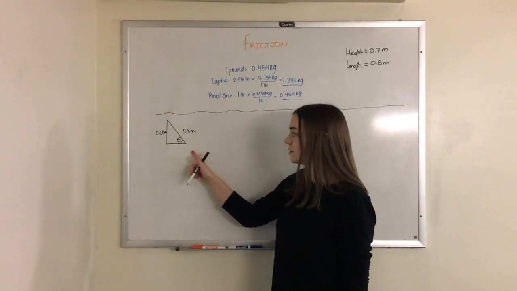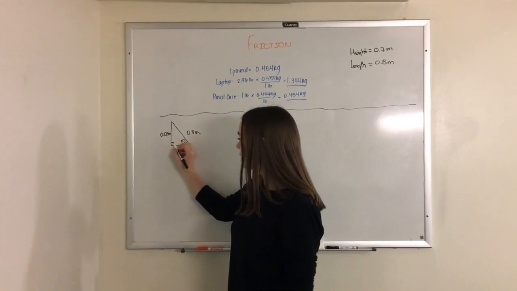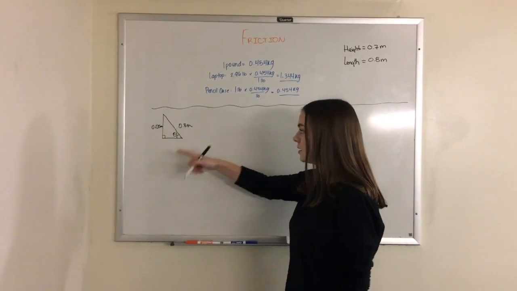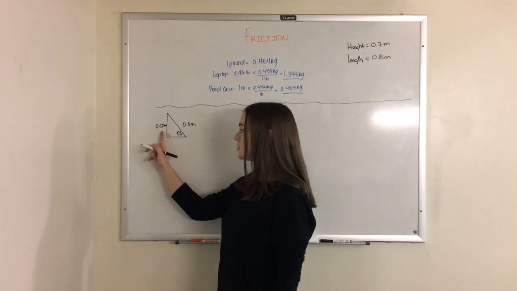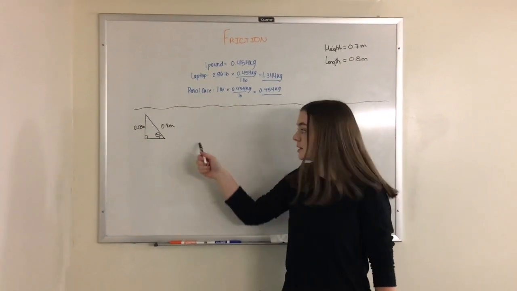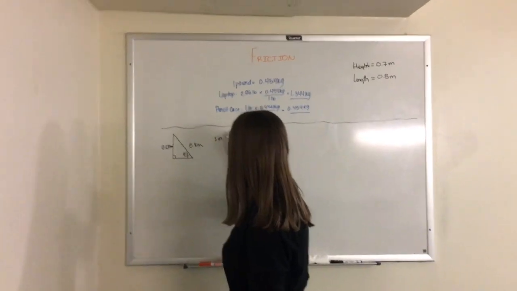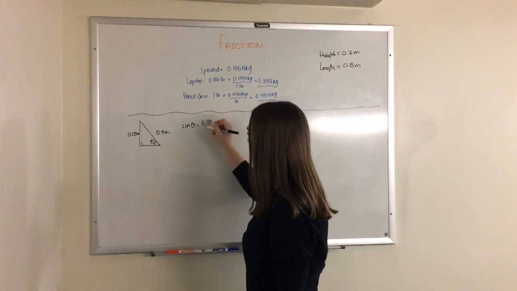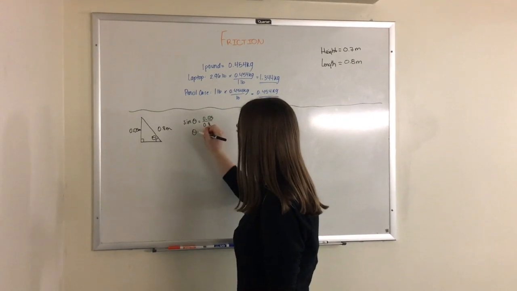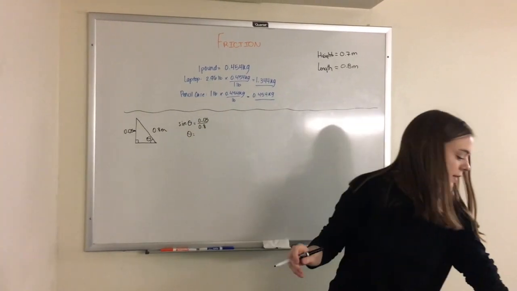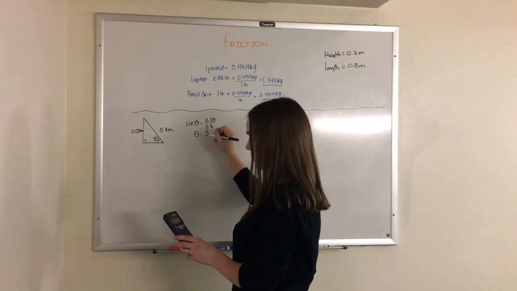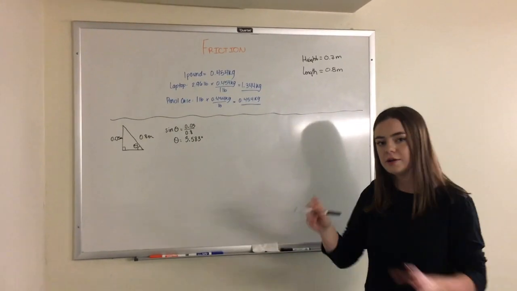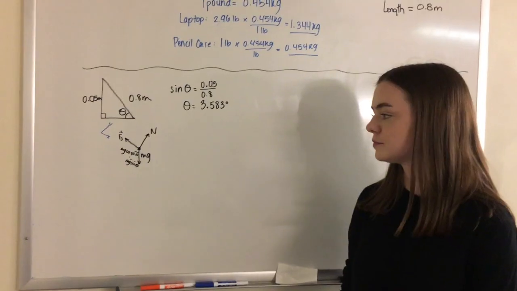So now here we have a right angle triangle, and we know that the hypotenuse is the length of the table that inclined up, and that's 0.8, and then the height that we measured was 0.05 meters. So now we can take sine theta equals opposite over hypotenuse, which is 0.05 over 0.8, and then we have theta is equal to 3.583 degrees.